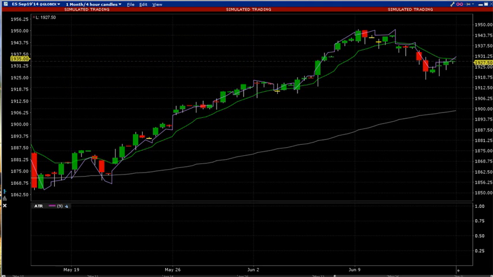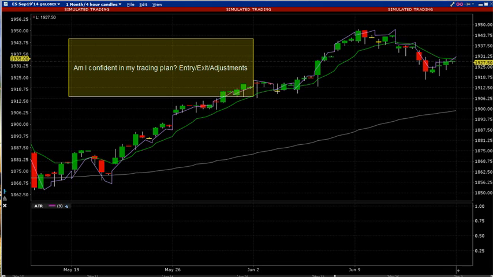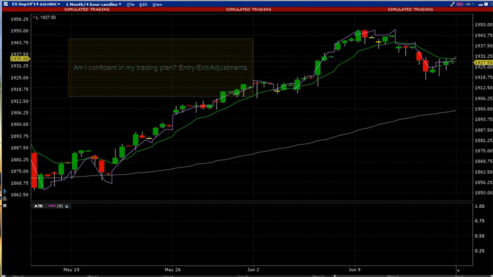And lastly, am I confident in the trading plan? Is it coherent and does it fit within my risk profile limits? Do I understand my entry, exit, and potentially have I envisioned adjustments on this trade? That's my basic checklist. I'll look at each point now quickly.